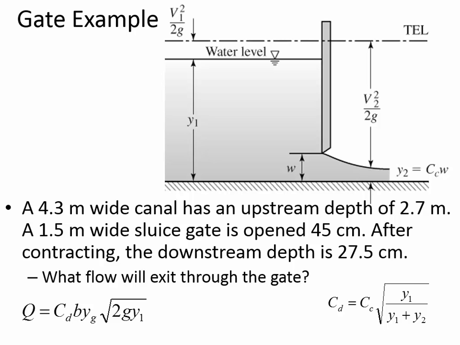Now, there's a linear relationship between the width of the gate and the flow rate through it. So if we needed to get twice as much flow through this gate, all we'd have to do is make it twice as wide. And we have room for that in the channel because the channel itself is 4.3 meters wide, but the gate is only 1.5 of it. So that would give some flexibility in the capacity through the gate if it was needed.